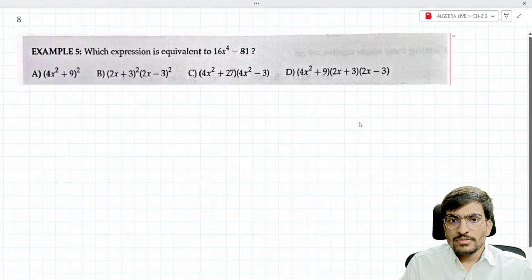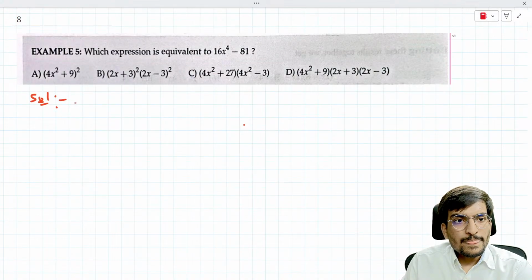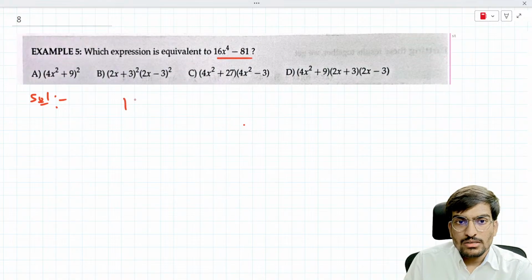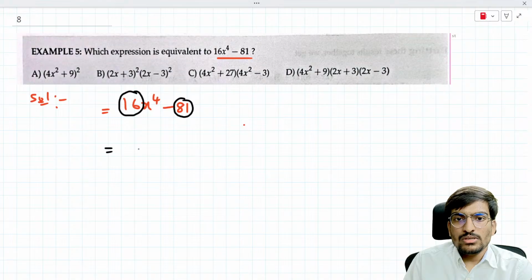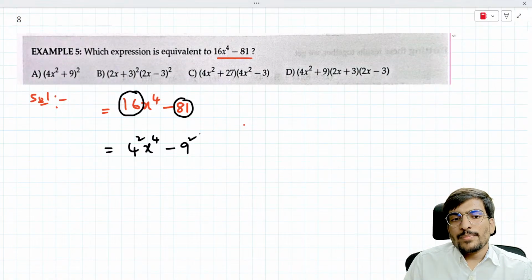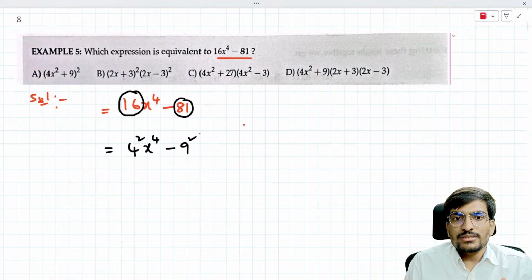So let's solve this question number 5. Which expression is equivalent to 16x power 4 minus 81? So how do we solve? First of all, you see the numbers, and the numbers are perfect squares. 16 is 4 square, 81 is 9 square. So what I'll do is write 4 square x power 4 minus 9 square. You will get these kind of ideas once you get aware of the problems. When you practice them, you'll get these ideas.